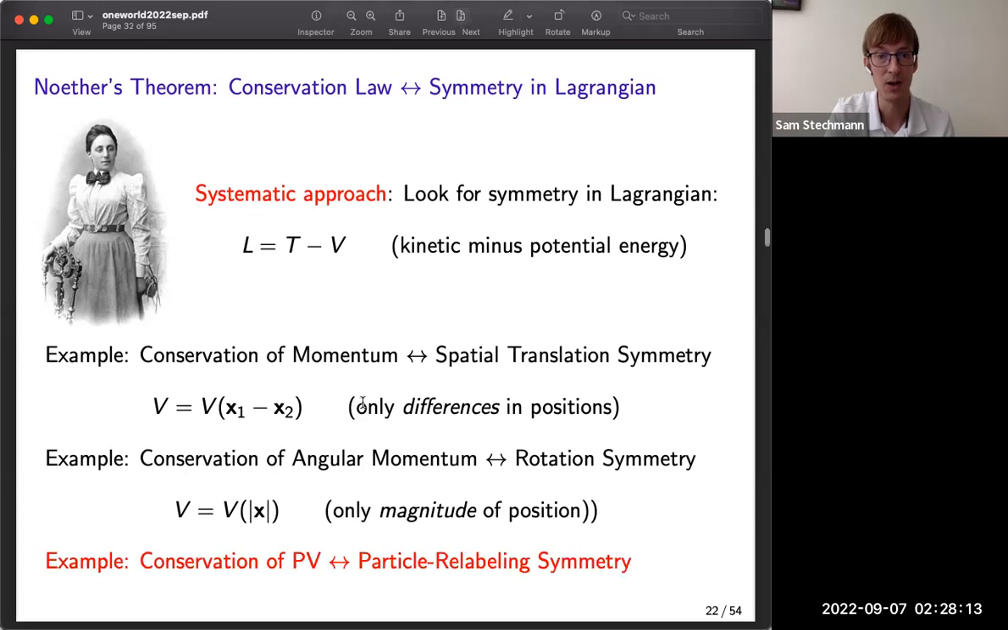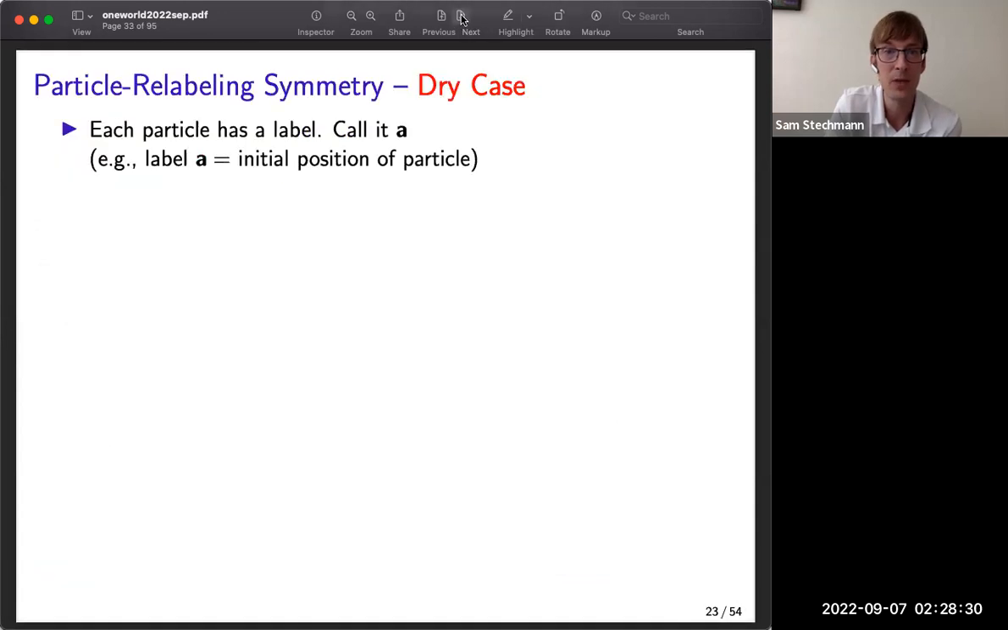Okay, so now for PV, this you may or may not be familiar with. This is in some GFD books, but not all. Like this is in Salmon's GFD book, for instance. Conservation of potential vorticity is associated with what's called the particle relabeling symmetry. Okay, and so just to review this in the dry case very briefly, every particle or parcel in the system could be given a label, and it's often called vector A. So as an easy example, let the initial position of the particle be its label. That's a unique label for every particle.